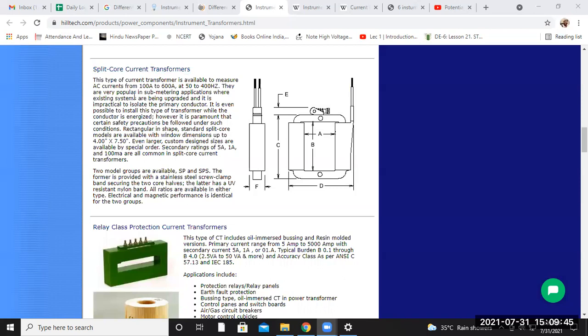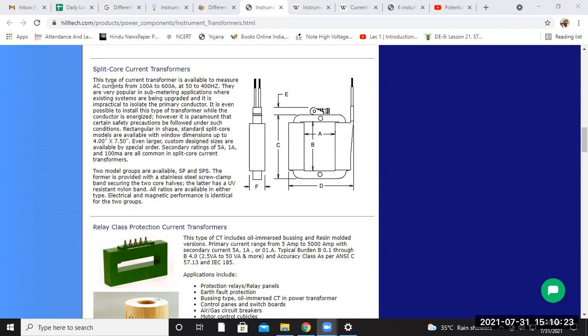You can see here, this is the split core current transformer. The explanation is given here: this type of current transformer is available to measure AC currents from 100 ampere to 600 ampere, at a frequency of 50 hertz to 400 hertz. They are very popular in metering applications where existing systems are being upgraded and it is impractical to isolate the primary current. Okay, so these are some explanatory points about the split core current transformer.